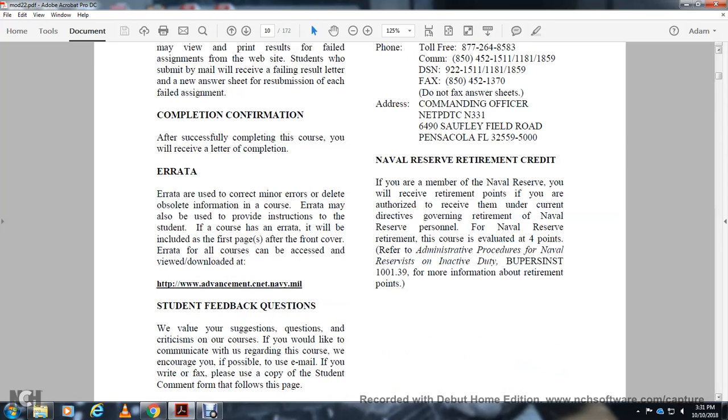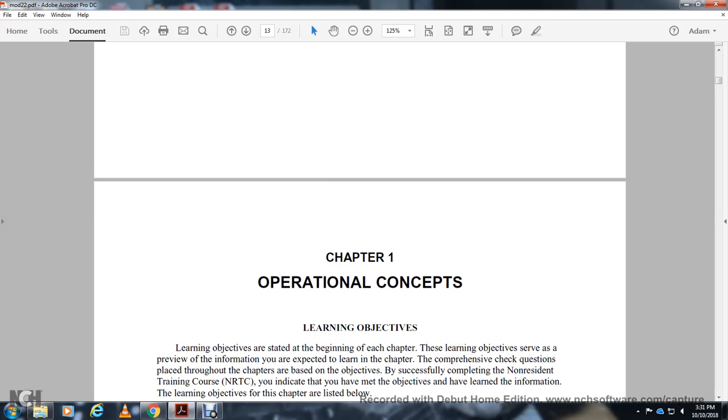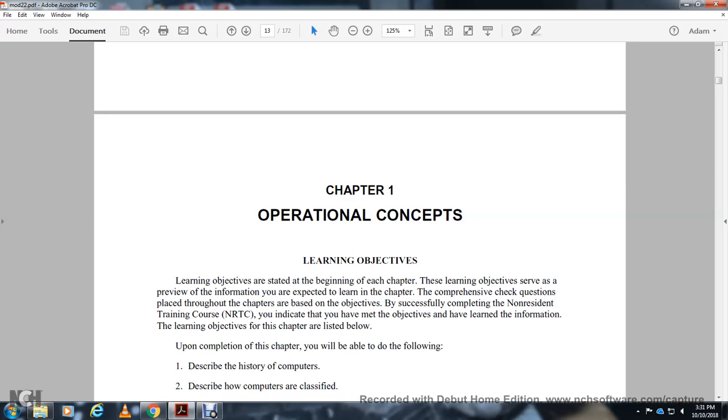And then, Chapter 1, Operational Concepts. Learning objectives. Learning objectives are stated at the beginning of each chapter. They serve as a preview of the information you're expected to learn in the chapter. The content check questions throughout the chapter are based on these objectives. By successfully completing the non-resident training course, you indicate that you have met the objectives and learned the information.